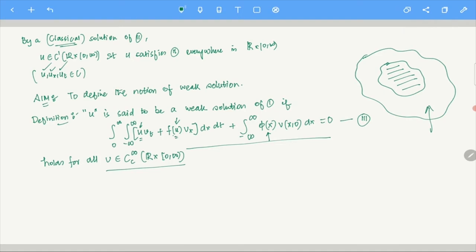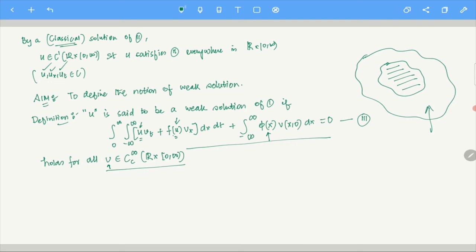u is said to be a weak solution if this happens: the integral from 0 to infinity and minus infinity to infinity of u v_t plus f of u v_x. So you see all the derivatives go to the test function, this function v. v is infinitely differentiable, so you don't have to worry about it. You just put all the derivatives on it, and there is another term which deals with the boundary. If that happens, then that is called a weak solution.